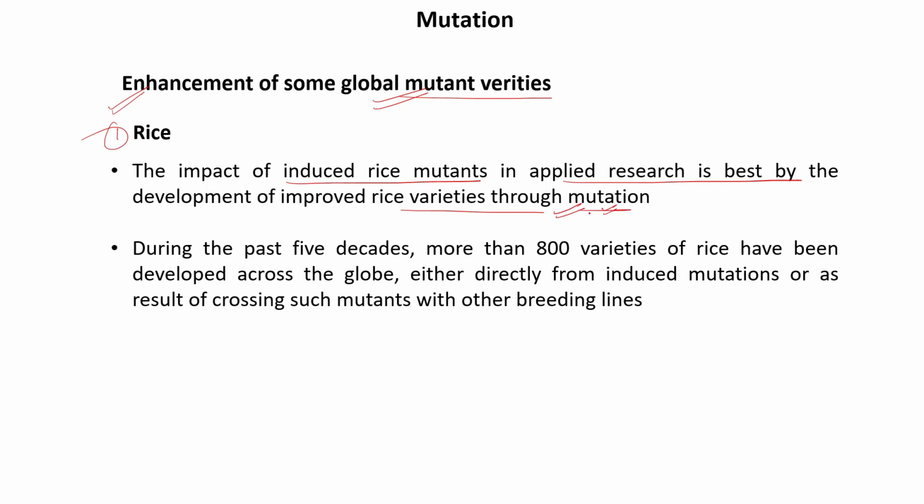Okay, so this is very, very important. And the rice which we develop by the mutation process is called induced rice mutants. During the past 5 decades, more than 800 varieties of rice have been developed across the globe, either directly from induced mutation or as a result of crossing mutants with other breeding lines. So now you can understand we have many different varieties and how they can be developed.